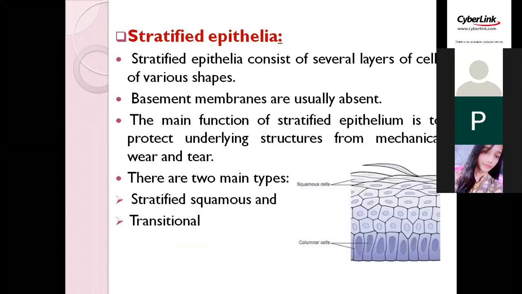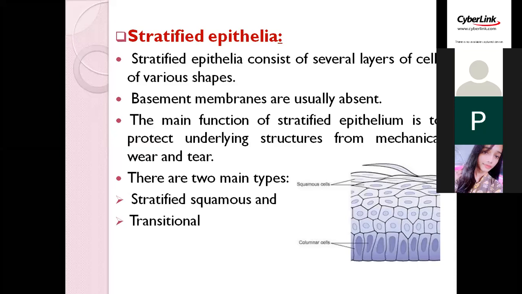Okay, so I'll move on with the second type of epithelial tissue, which is called stratified. Whenever we say stratified, that means it has several layers of various shapes of cells, as you can see from the diagram. The lower layer has the columnar cells, in the middle layer we have the cuboidal cells, and in the upper layer we have the squamous cells. This is the main difference between the simple and the stratified.